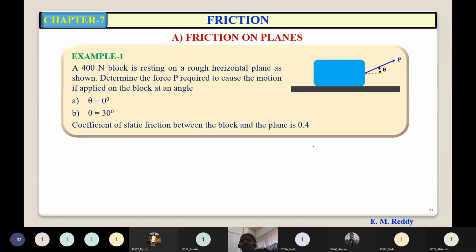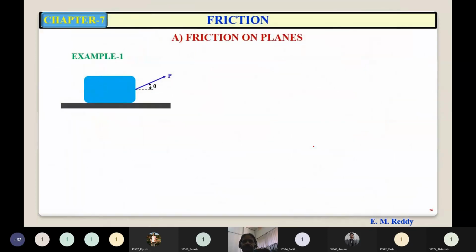So here, what should be the condition of this body? Determine the force required to cause the motion. Means the body should be in impending motion, limiting equilibrium. So this is the given figure. Let us draw the free body diagram for the first case, that is when theta is equal to 0.